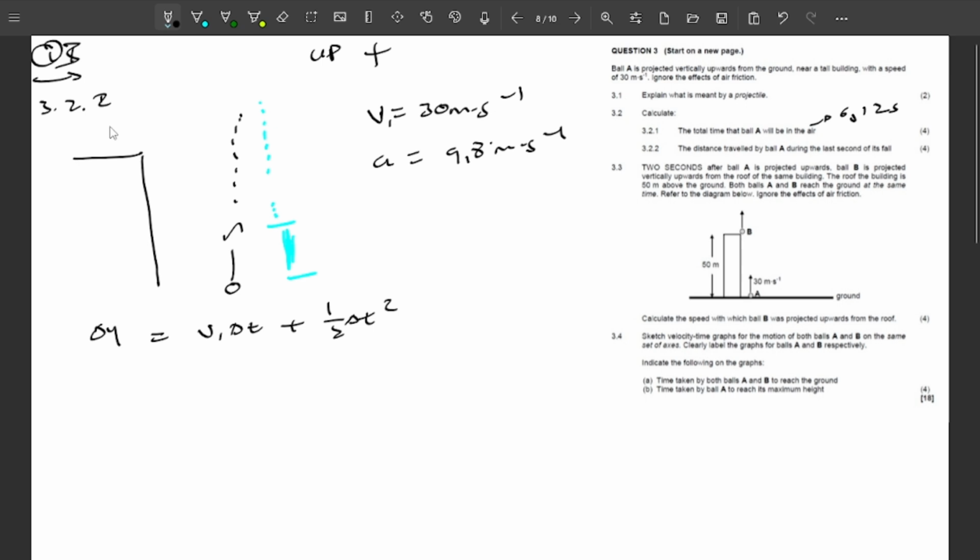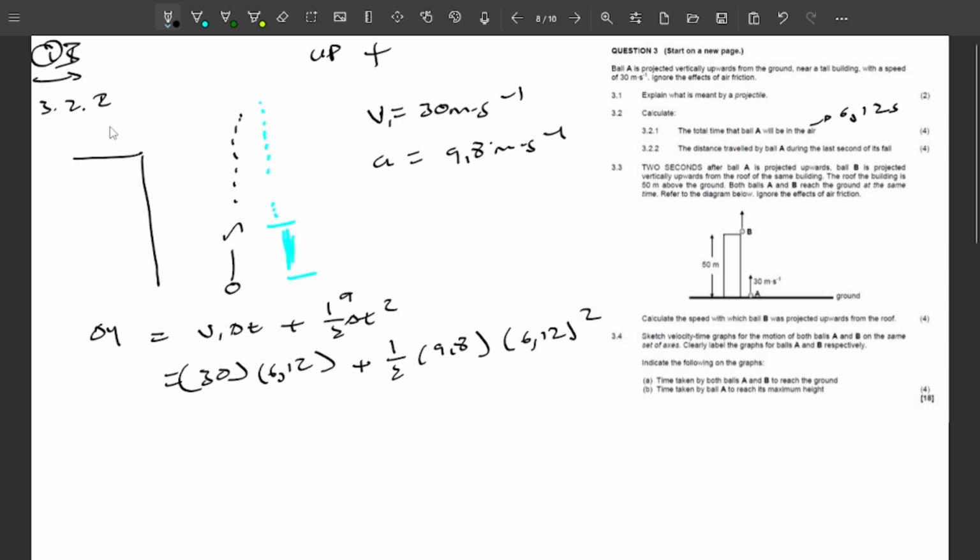Firstly, I'm going to substitute. I'm going to use this 6.12. There's a reason why, because I'm going to use it and then subtract the other distance from it. Now, here's how. Since the initial velocity is 30, it's going to be 30 times 6.12 plus 1 over 2 times 9.8. I forgot the a here, important, and then the change in t, which is 6.12 squared. This is for the first one.